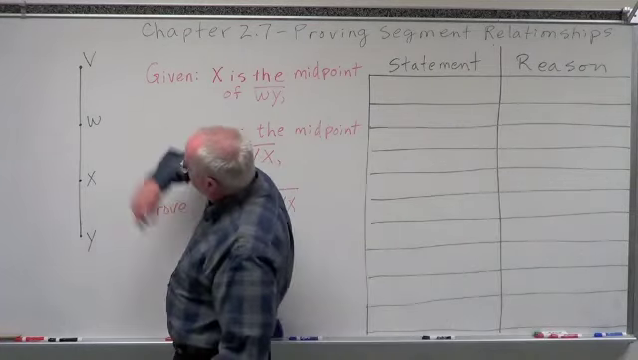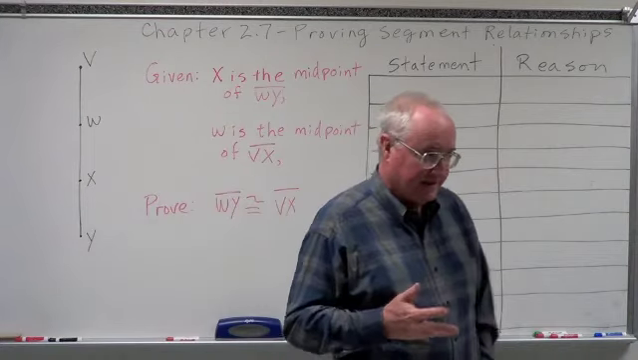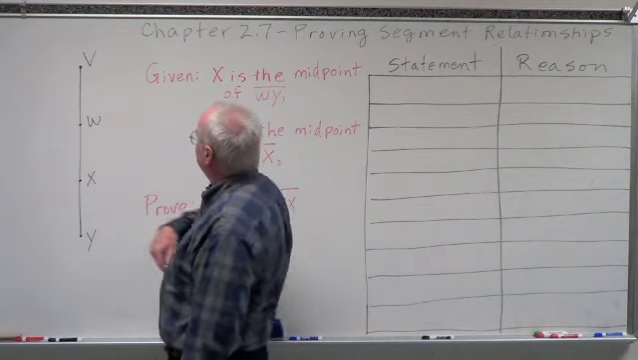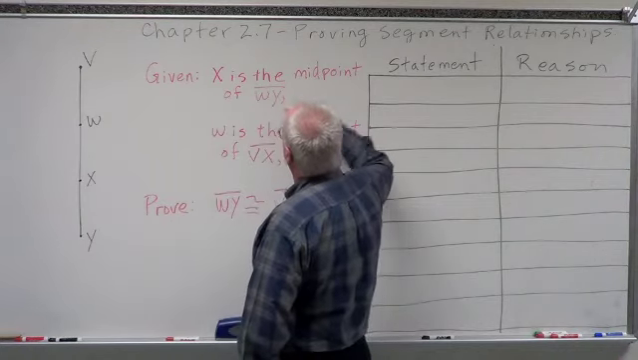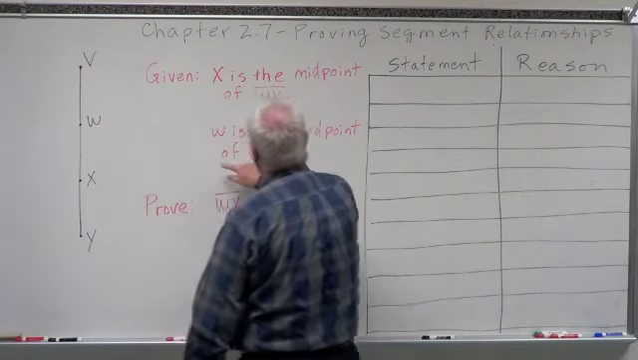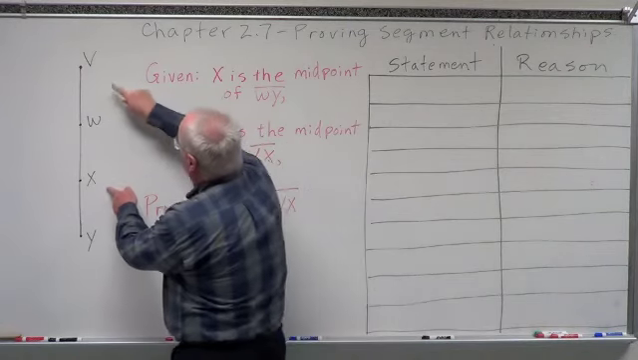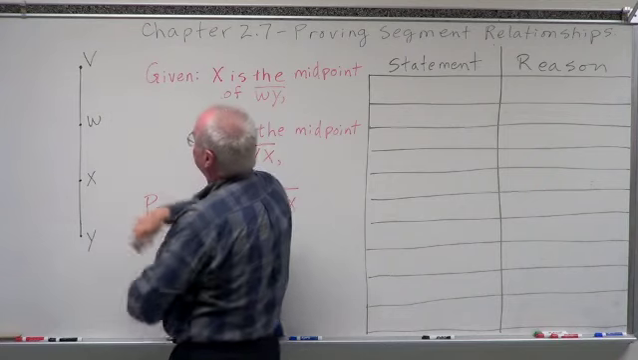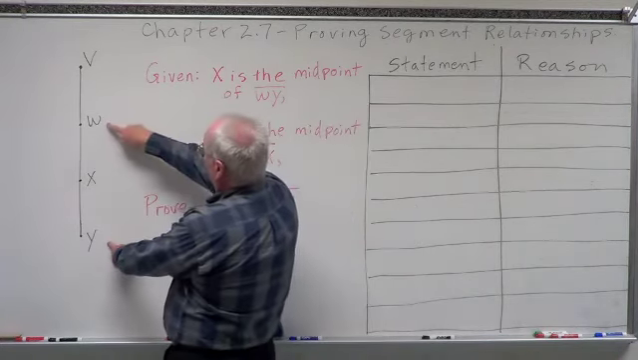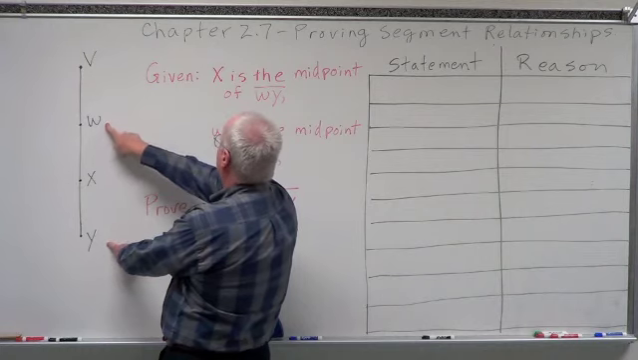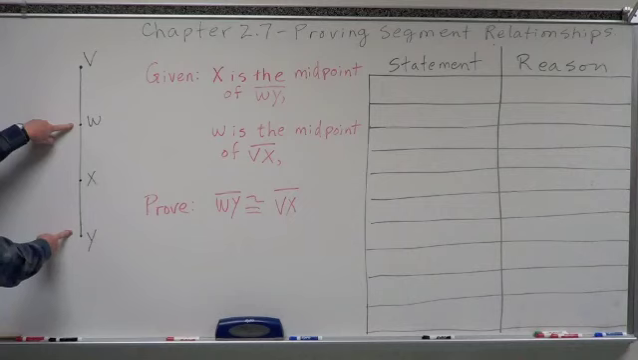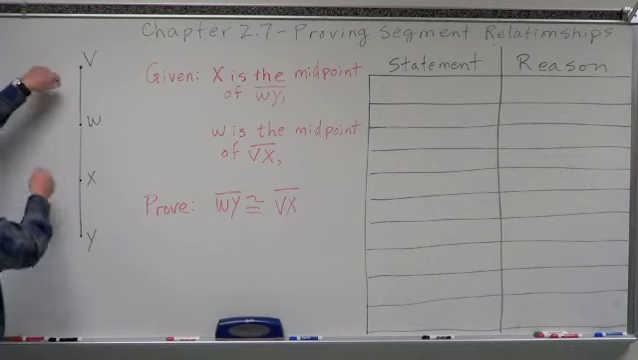We have this line segment VY. It's divided into three different segments. We have a W and an X. Then we're told that X is the midpoint of WY. We're also told that W is the midpoint of VX. And then they want us to prove that segment WY is congruent to segment VX.